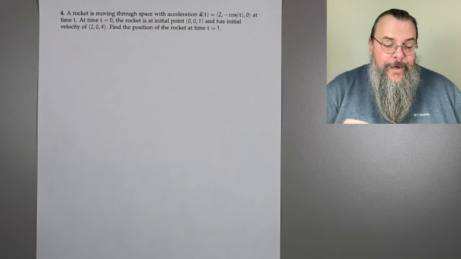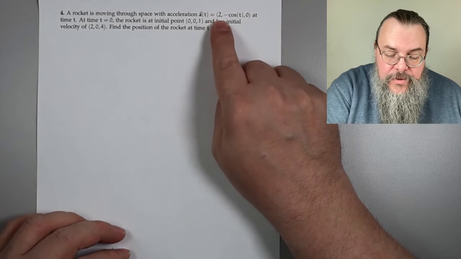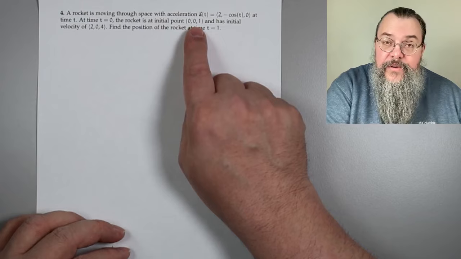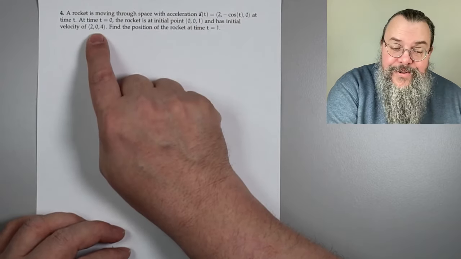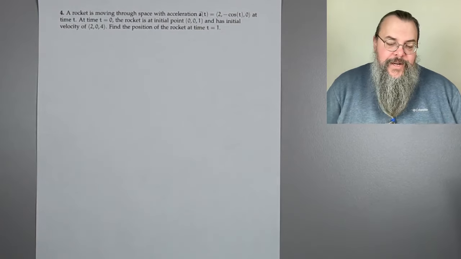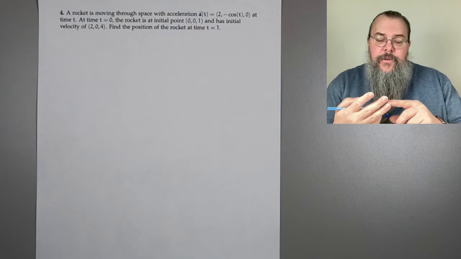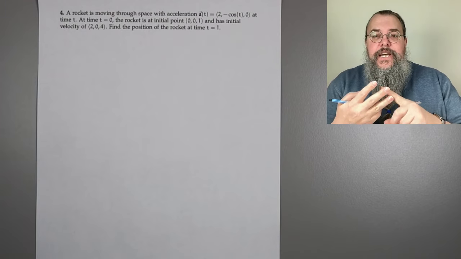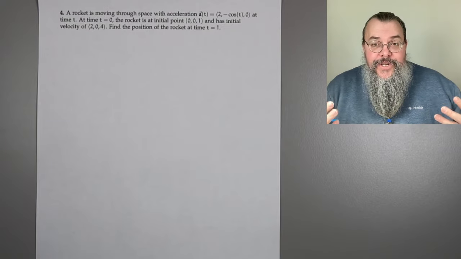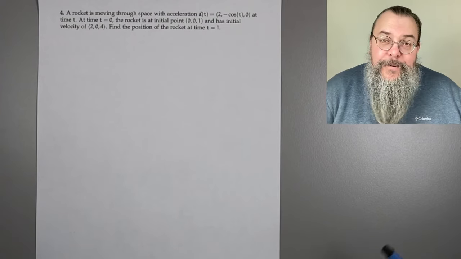Number 4. A rocket is moving through space with acceleration function 2, minus cosine t, 0. At time t equals 0, the rocket is at an initial point 0, 0, 1, and has an initial velocity of 2, 0, 4. Find the position of the rocket at time 1. So what's going on here? Well, it's a motion question. We're given acceleration and some information about how things are moving. So we have an initial location and an initial velocity, and we want to put it all together and find our position function. Then once we have it, plug in 1, life is good, Bob's your uncle, and we're done.